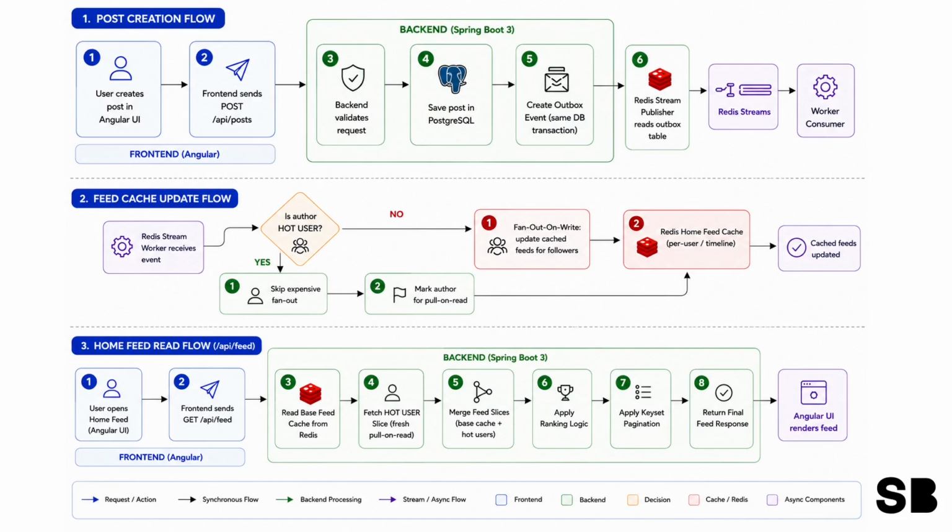This is called hybrid push-pull feed architecture. It gives us the best of both worlds. Push makes feed reads fast for normal users. Pull prevents the system from doing massive fan out work for hot users. Together, they make the feed system scalable, efficient, and reliable.